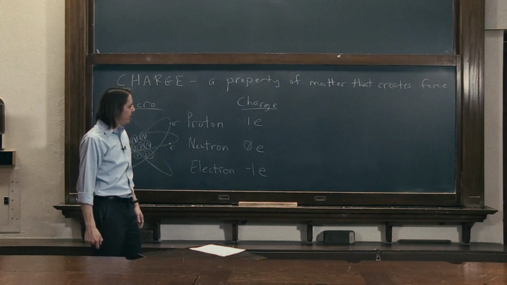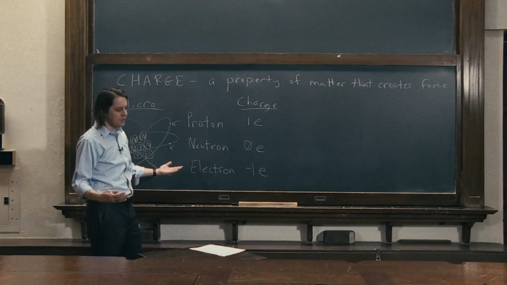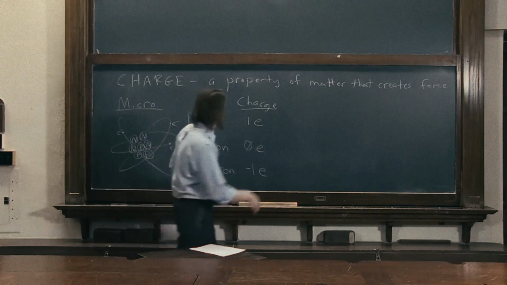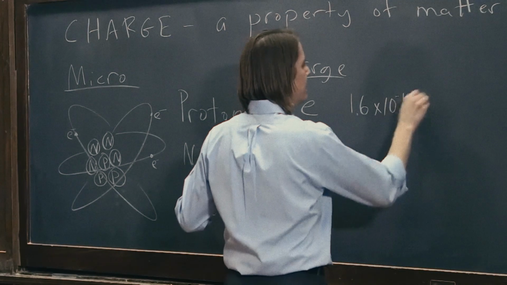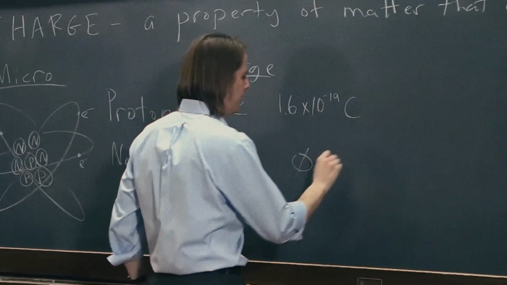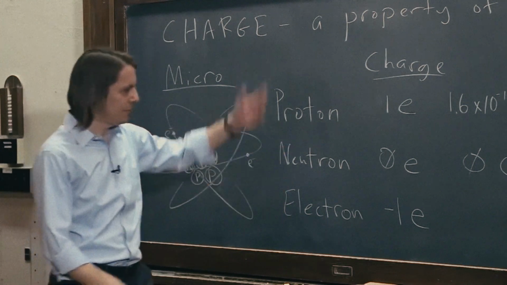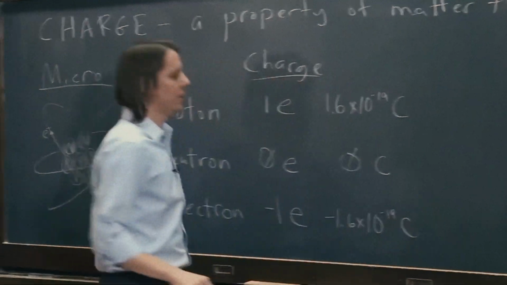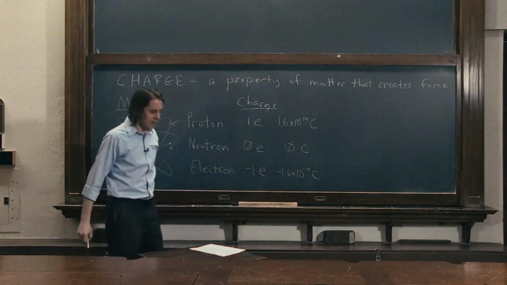We can think about the difference between the microscopic and the macroscopic scales by also giving you the charges in terms of the macroscopic unit of charge, which is the Coulomb. So the charge of a proton in coulombs is 1.6 times 10 to the minus 19 C. The charge of the neutron is 0 C. Regardless of the unit, it is 0. And the charge of the electron is the same, it's just negative, minus 1.6 times 10 to the minus 19 coulombs. So a big jump between the microscopic and the macroscopic worlds.